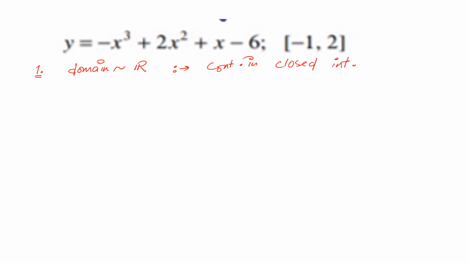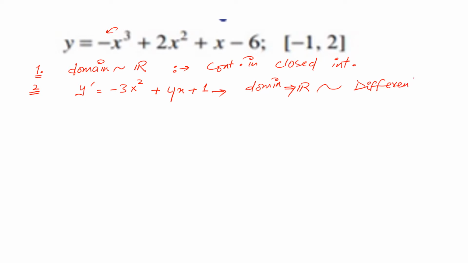Now, the second condition is that the function must be differentiable. If you take the derivative by applying the basic rule, you will get negative 3x squared plus 4x plus 1. And if you see the domain of this derivative, it is also all real numbers, and hence that proves that the function is differentiable in the open interval.